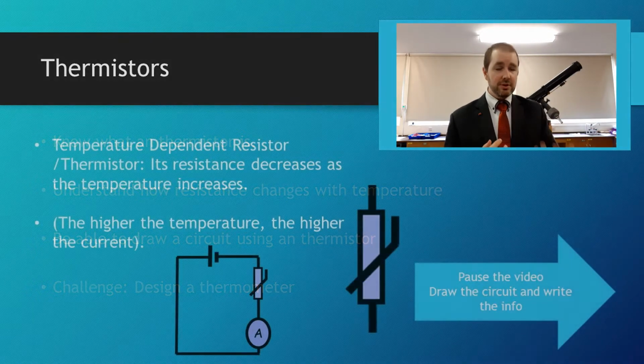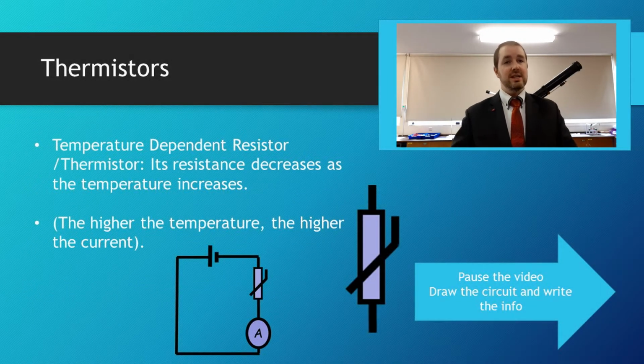So, first thing you need to know, a thermistor is again a resistor, it's in the name. It's a thermal resistor, thermistor. So the resistance depends on the temperature of the surroundings. In this case, we have an increase in temperature and the resistance will go down. So the higher the temperature, the higher the current flow.